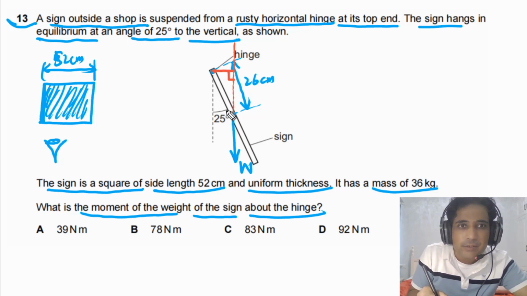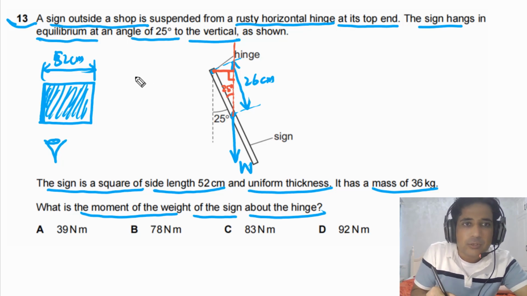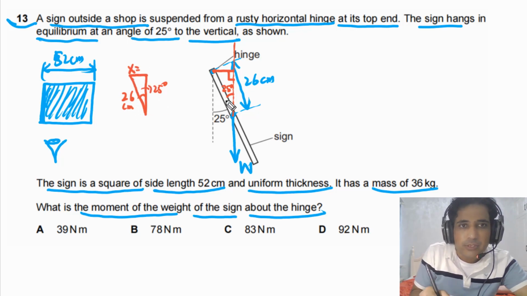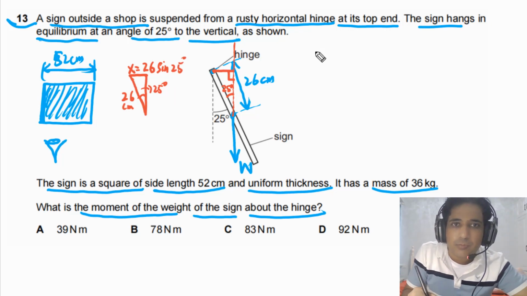Now you need to understand, in this case, this angle is 25 degrees. So this angle will be 90 minus 25, and this will be 25 degrees as well. So this angle will be 25 degrees. Now simply we can redraw this triangle. So you can see we have this triangle. This angle is 25 degrees and the length of this side is 26 centimeters. We need to find out x. So x is simply equal to, with respect to this angle, this side will be equal to 26 sine of 25 degrees.